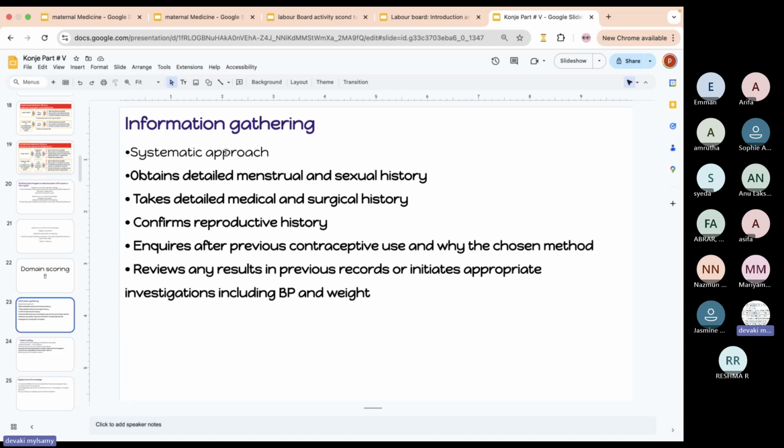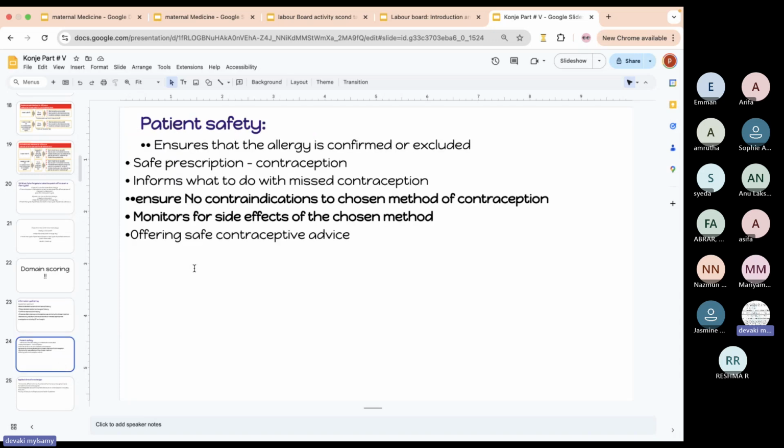So information gathering, if we see domain-wise scoring, systematic approach: obtain detailed menstrual and sexual history is very important. I don't think sexual history is very important. Menstrual history is very important. Sexual history, STI history is not important, but dyspareunia history is important. Take detailed medical and surgical history, confirm reproductive history, ensure the previous contraception use, why the chosen method. Very nicely you had asked why she's keen on combined hormonal contraception. Review any investigation, previous record, initiate appropriate investigation, including BP and weight.